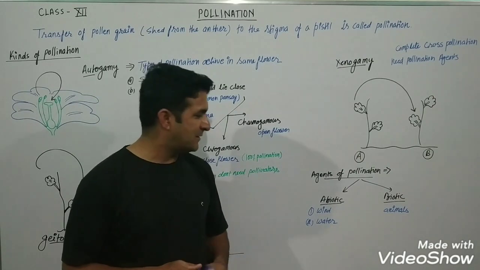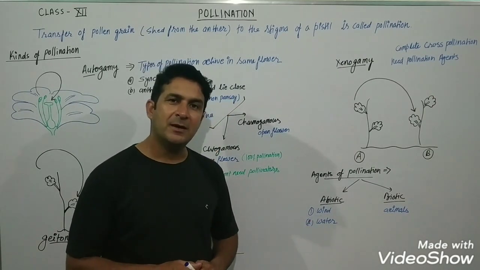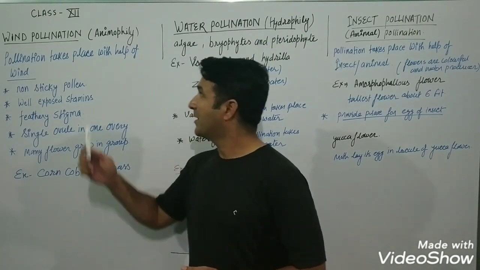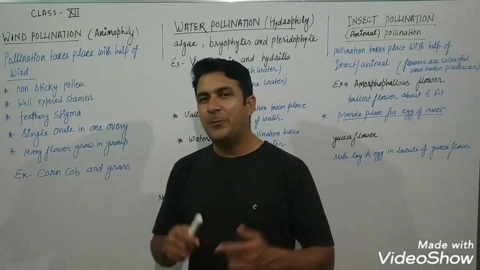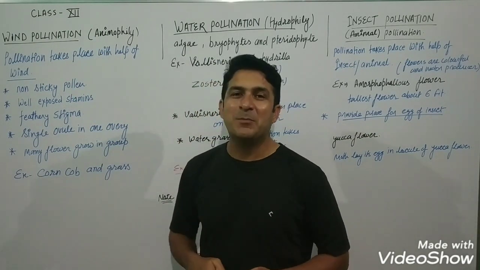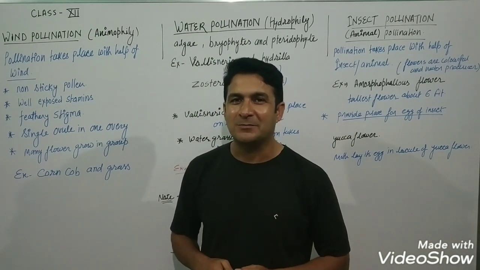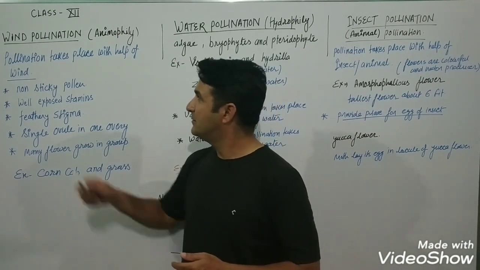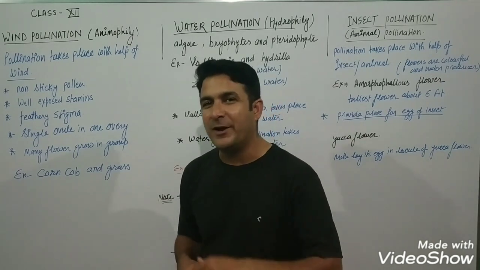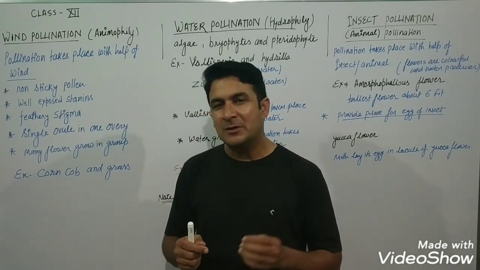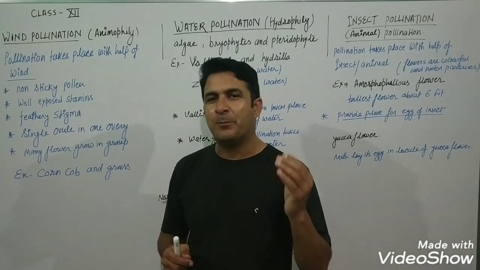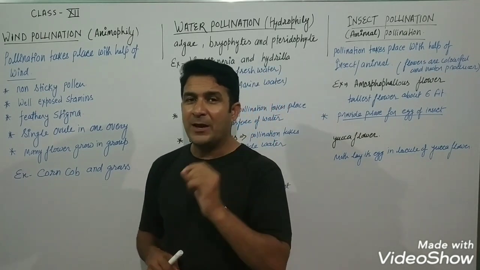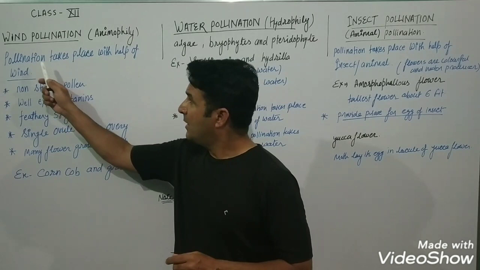Next we will discuss wind pollination. The pollination takes place with the help of wind. Wind pollination is also known as anemophily in typical biological terms, that means wind pollination. Pollination takes place with the help of wind. Here wind will help to transfer very light-weight pollen from anther to stigma.